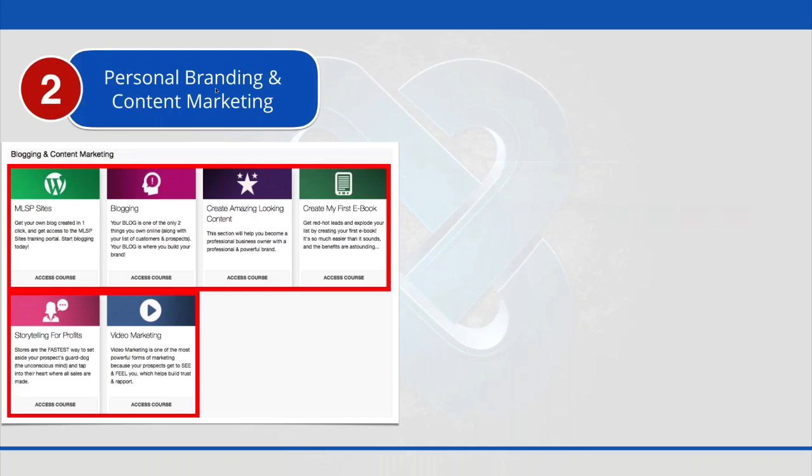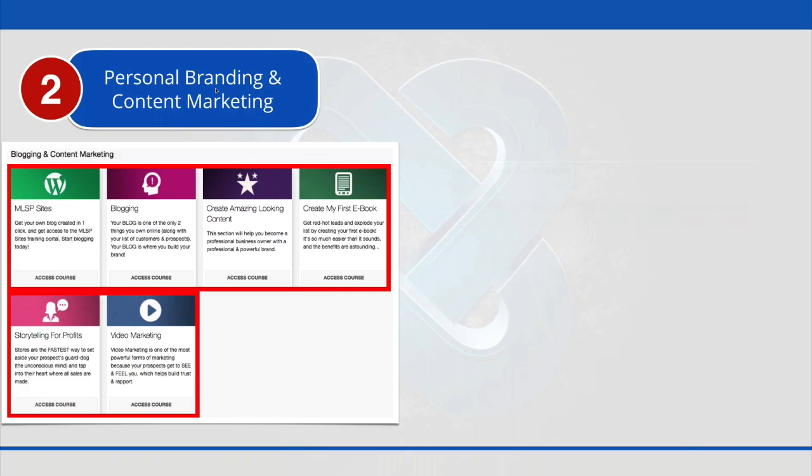MLSP sites, so learn how to use MLSP sites and set up your blog. There's a great course right there on blogging. How to create amazing looking content. Creating your first ebook, so that would be one of your first lead magnets when you're ready for that stage, to create your first ebook, to create your first lead magnet. Then there's the training there in that course. Storytelling for profits, understanding how to write stories, how to write emails, how to write copy, how to write blog posts to make them engaging. All right, we've got a great training there in that course.